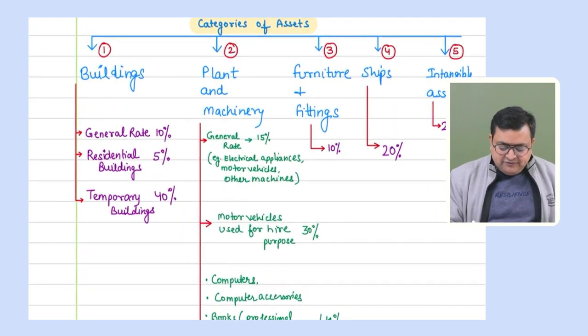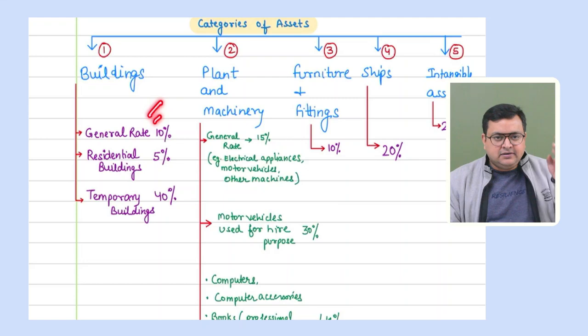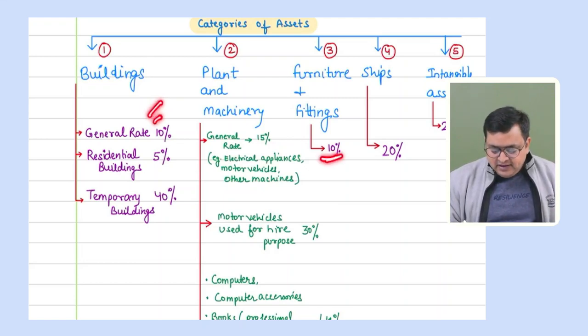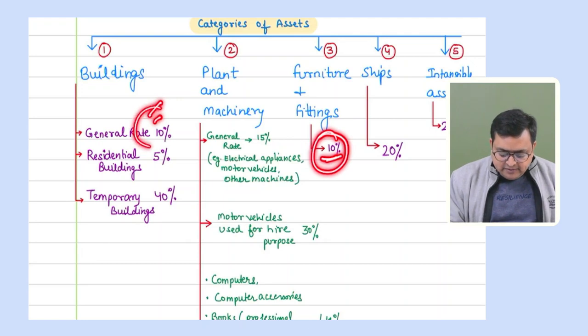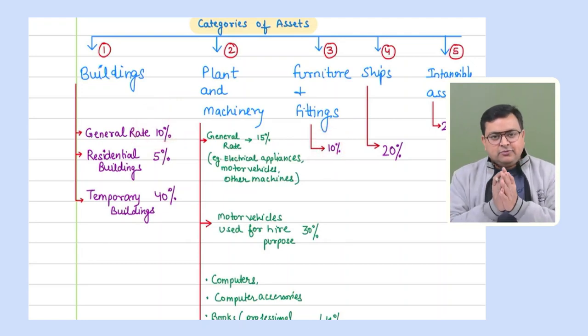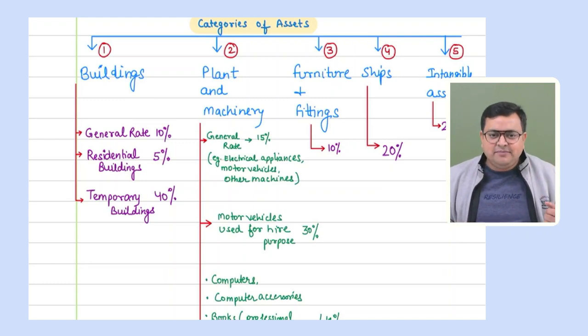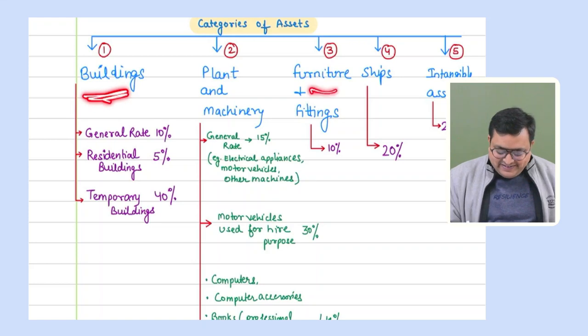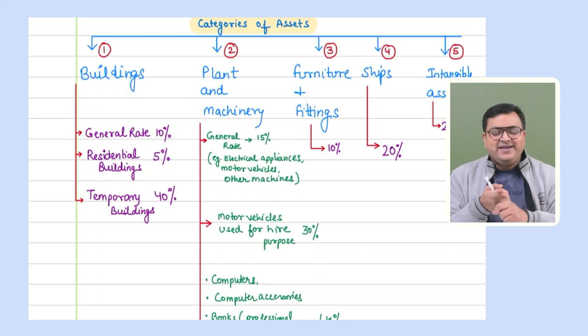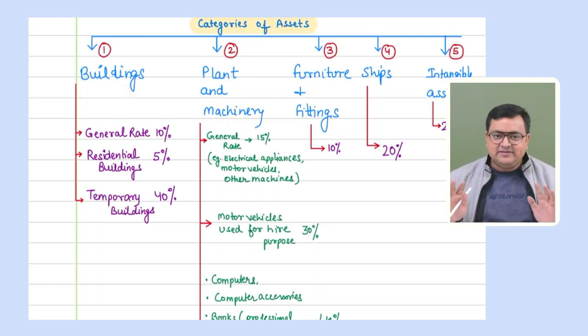Tell me, let's say we have buildings at 10%, godown, shop, etc. We have furniture also, that is also 10%. Can furniture at 10% and buildings at 10% be grouped together as a single block of asset? The answer is no. The rate of depreciation is the same, 10%, but the category is different, right? So it should be the same category with the same rate of depreciation. You understand what a block of asset is?